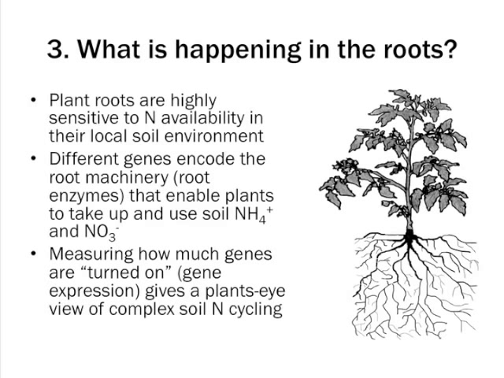So what's happening in the roots? How are the roots perceiving this complex nitrogen cycling environment? Well, interestingly, plant roots are very sensitive to nitrogen availability in their local soil environment. And different genes encode the root machinery, or the different root enzymes, that enable plants to take up and use soil ammonium and nitrate. And by measuring how much these genes are turned on, or how much they're expressed, we can get a plant's eye view of all of this complexity of soil nitrogen cycling.